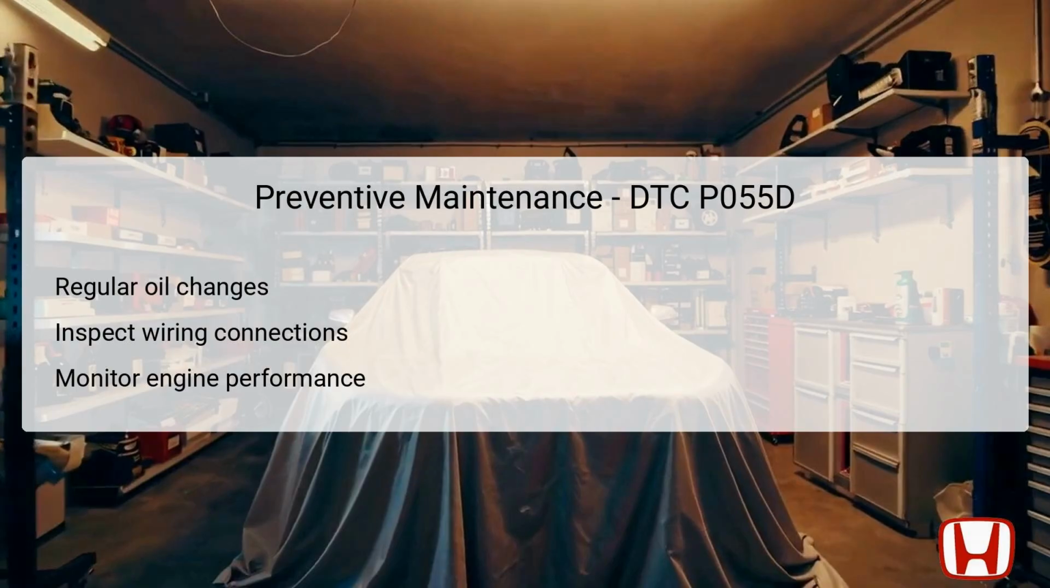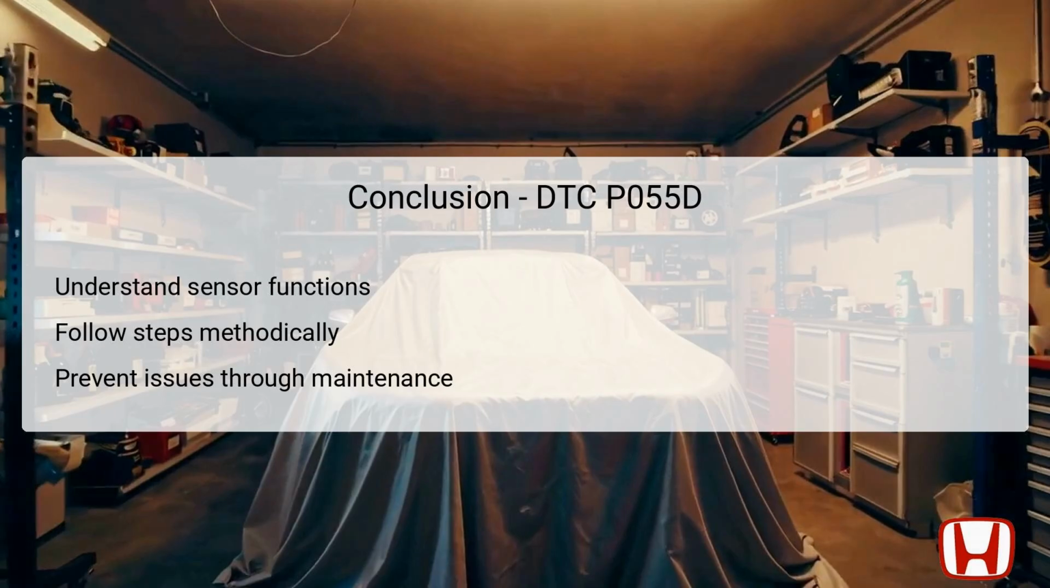By maintaining a proactive approach to vehicle care, drivers can significantly reduce the risk of encountering issues related to engine oil pressure and enhance the vehicle's longevity and reliability. In conclusion, understanding the function of the rocker arm oil pressure sensor is crucial for diagnosing DTC P055D accurately. By following the outlined troubleshooting steps methodically, technicians can identify the root cause of the issue, whether it be a faulty sensor, wiring problem, or PCM malfunction.